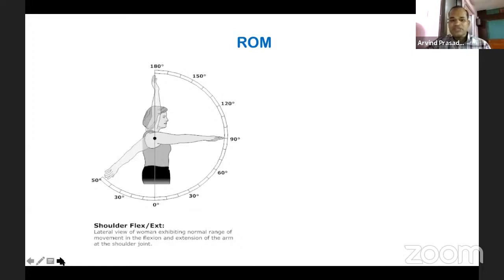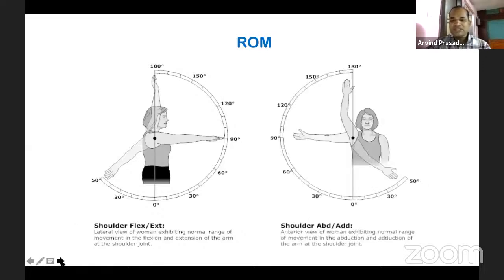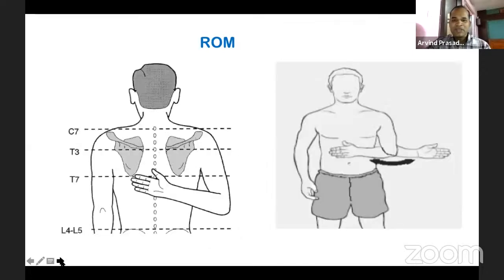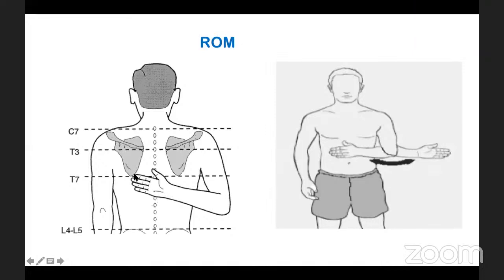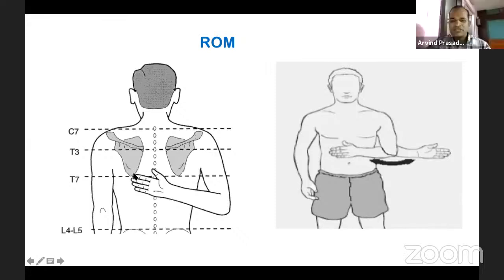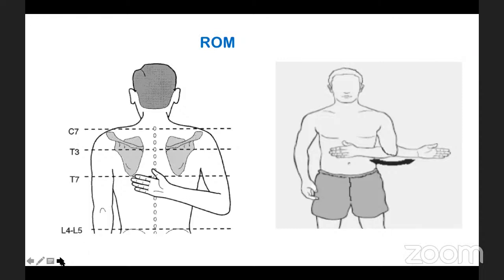Next is the range of motion. Flexion is almost 180 degrees, extension is 50 degrees, abduction is again 180 degrees, adduction is around 50 to 60 degrees, and for internal rotation, after placing the arm over the back, we should at least touch the lower border of the scapula. This is the extended internal rotation. For external rotation, with the arm at the side of the body, do the outward movement.